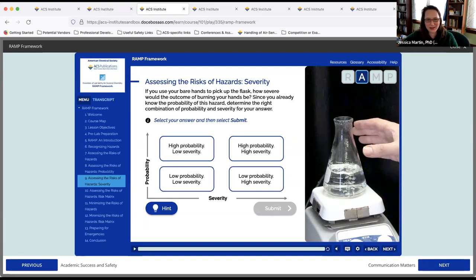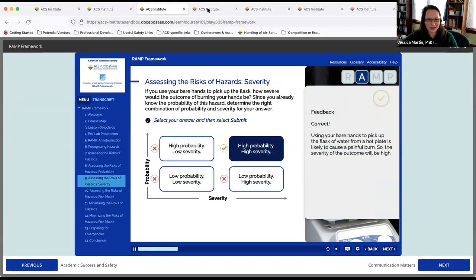By leading them through the series of questions, the learner constructs a very basic risk matrix in which they consider the probability of the occurrence of the risk as well as the severity of the outcome of the risk in order to decide whether or not something is actually high risk or whether it's low risk.